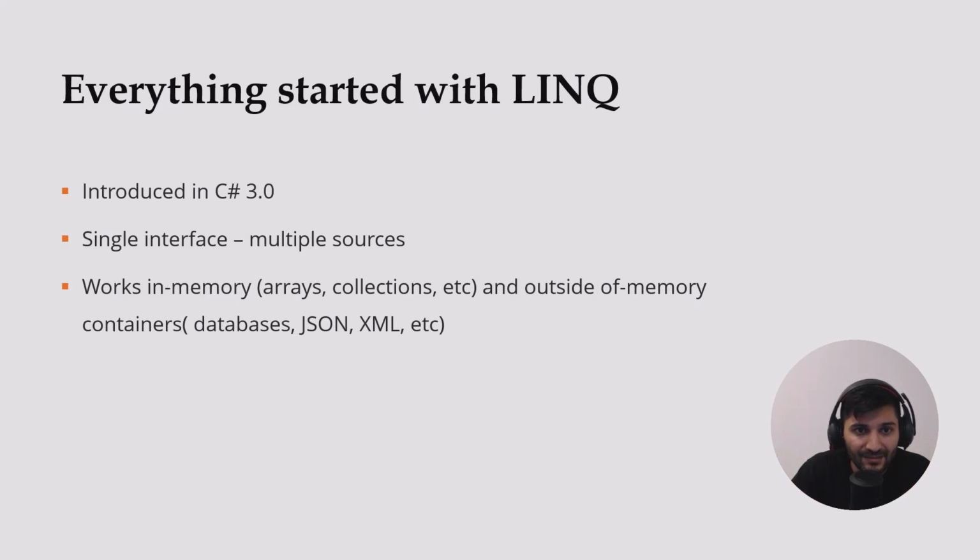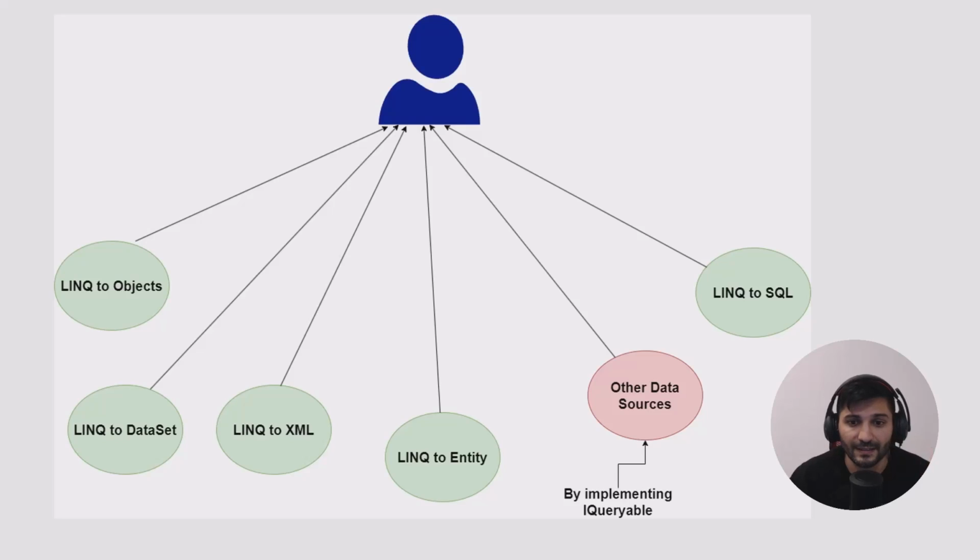First things first, let's try to understand LINQ, because when you learn the differences between IEnumerable and IQueryable, you need to understand LINQ. LINQ was introduced in C# 3. It is a single interface with multiple sources, so LINQ supports multiple sources, including in-memory and out-of-memory sources. In this case, we have LINQ to Objects, LINQ to DataSet, LINQ to XML, LINQ to SQL, and so on.